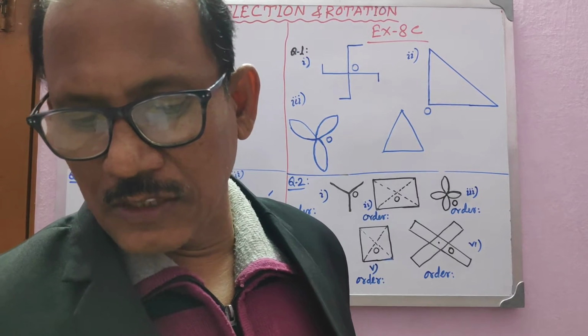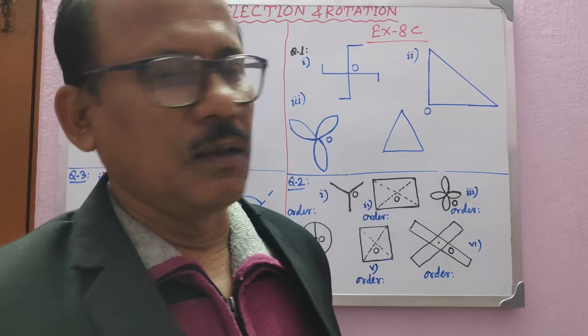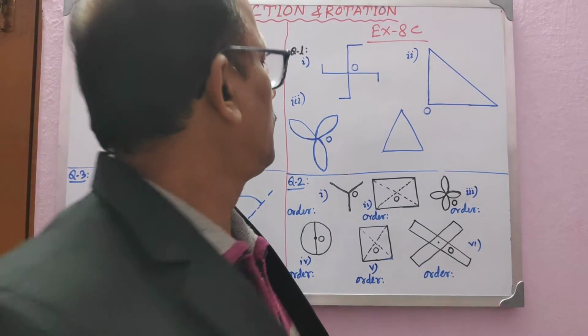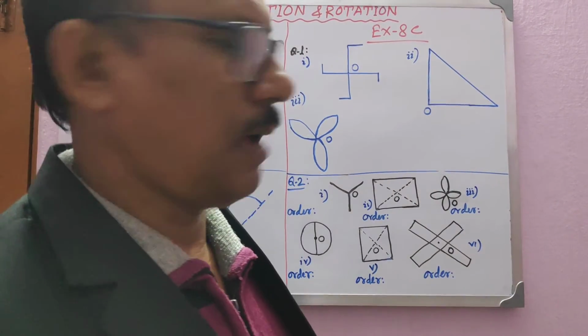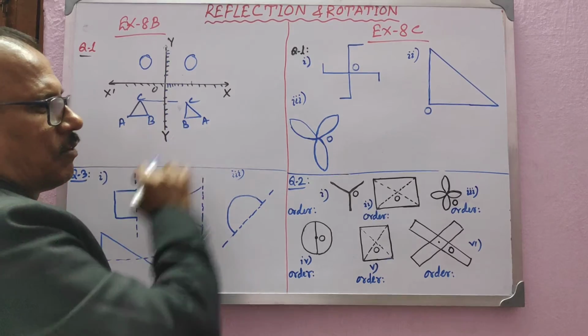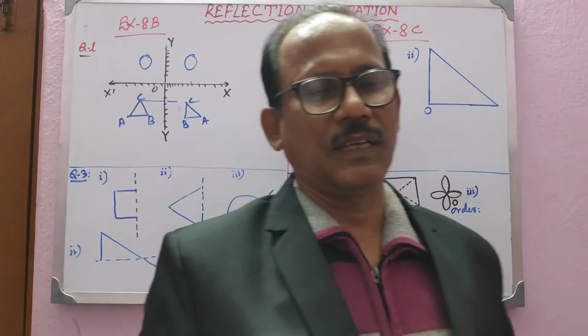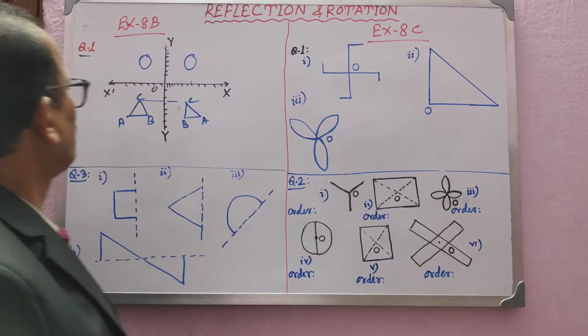A rectangle has reflection symmetry about its diagonal. Will a rectangle be symmetrical about the diagonal? A rectangle will not be symmetrical with the diagonal. It's a false statement. Now question number 3 I have taken.